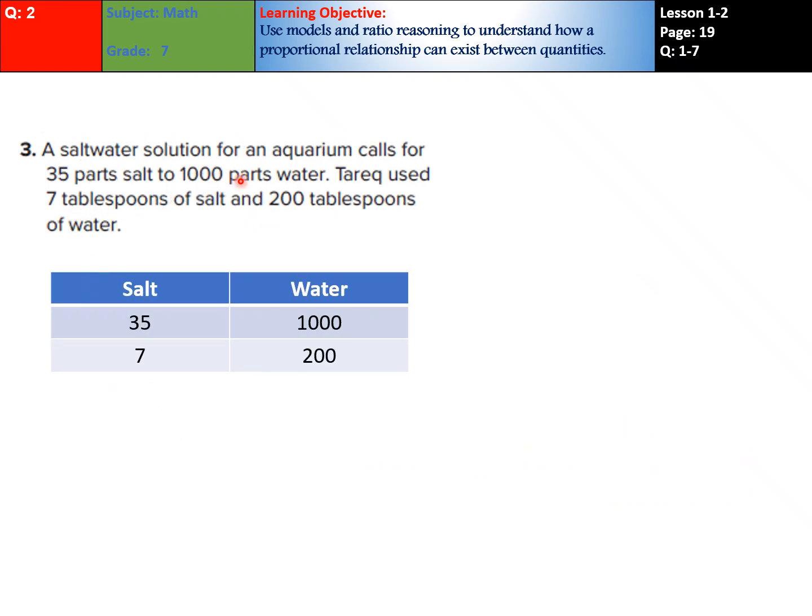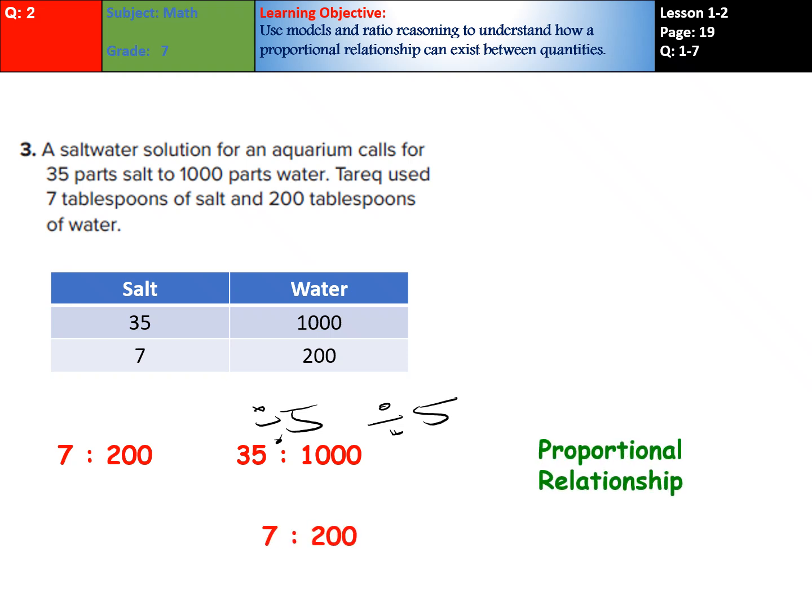A saltwater solution for an aquarium calls for 35 parts salt to 1000 parts of water. Tariq uses 7 tablespoons of salt and 200 tablespoons of water. Is the ratio same? One ratio is 7:200. Another one is 35 and 1000. If you observe, we can divide it by 5 and 5. It will give us 7:200. Both of them are same, so this is called a proportional relationship.